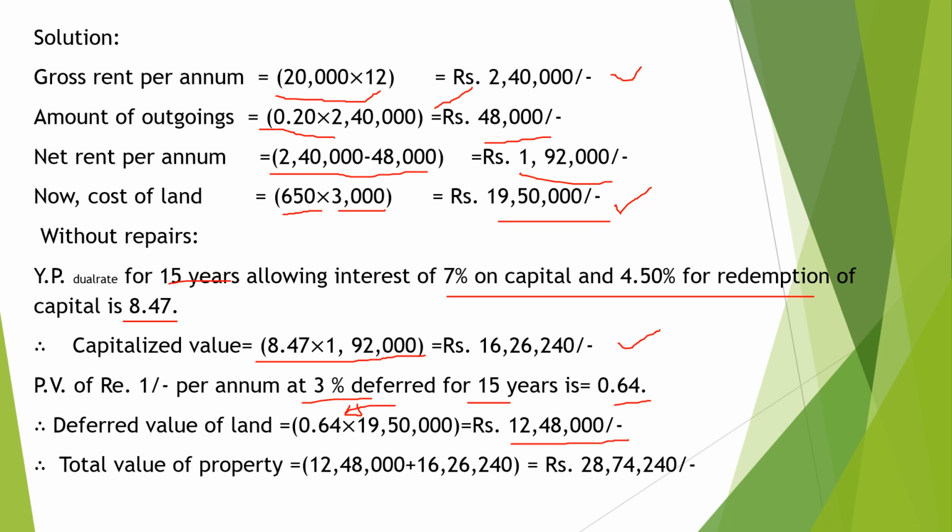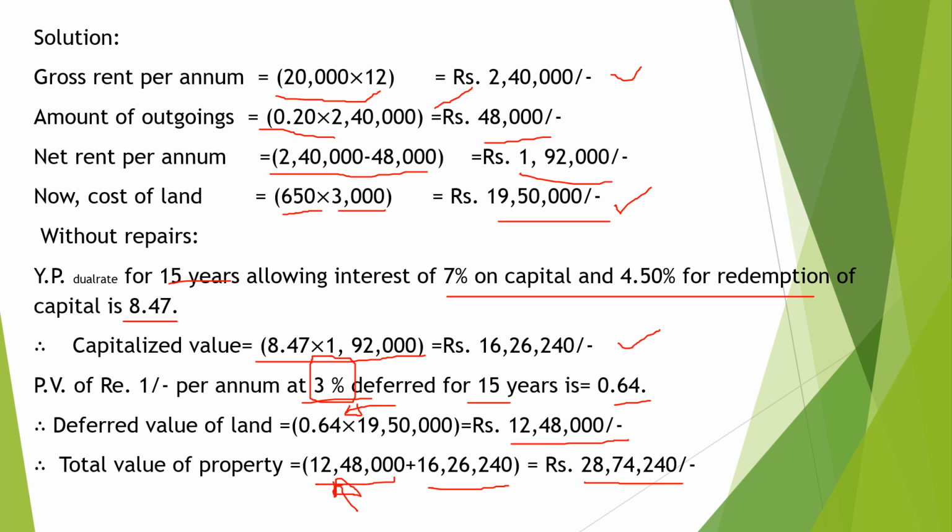So the total value of the property will be 12,48,000, which is the value of the land, plus the value of the building of 16,26,240, which is the capitalized value. So total value is 28,74,240. So this 12,48,000 is the deferred value of the land. So see here, we are assuming certain percentages which, if you are doing certain examination questions, these values will be given, but in these examples we will be assuming certain percentages which may not be given in the question itself.